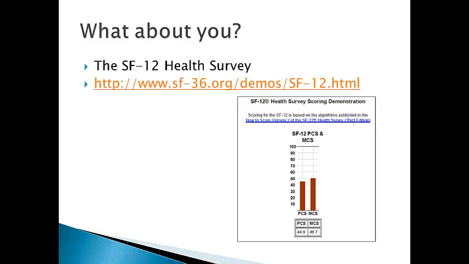The mean is 50, and there is a standard deviation of 10. This means that if you scored between 40 and 60, you are like most people who have taken it. In other words, your health is average. If you are below 40, your health is poor. If you are above 60, congratulations, your health is pretty good.